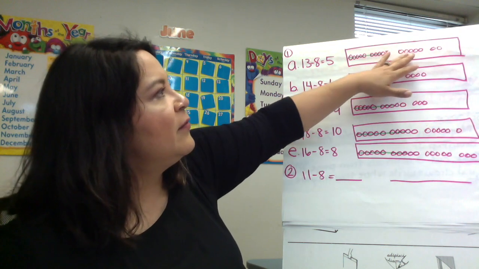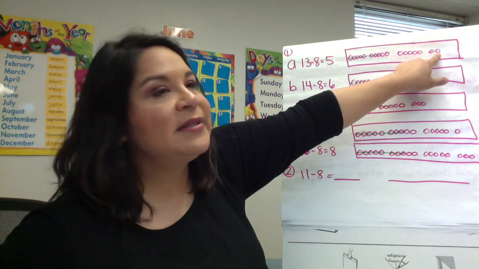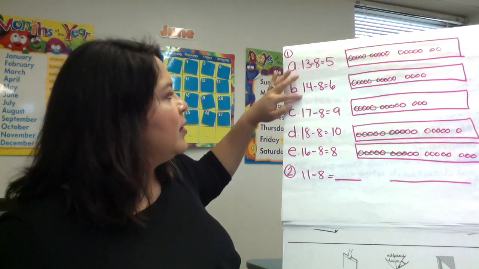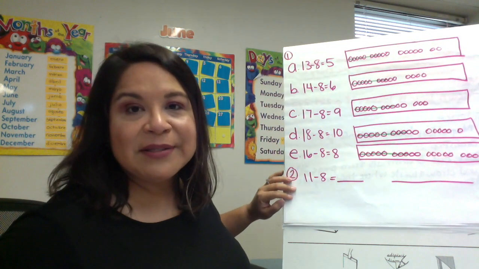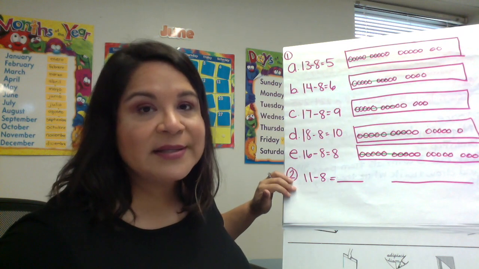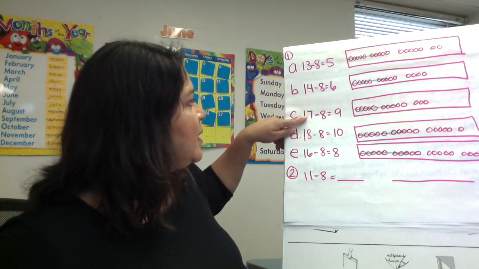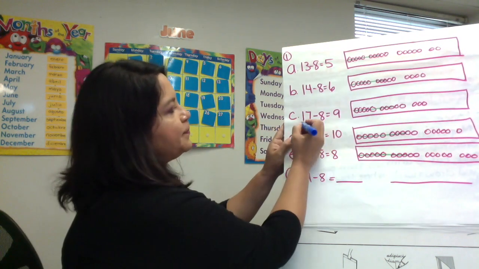5, 10, 15, and what comes after 15? 16, 17. So we're looking for one of these that has the 17 first, right? Because that is how much total there is. And then you're going to subtract, right? So we're looking for 17, which is right here.